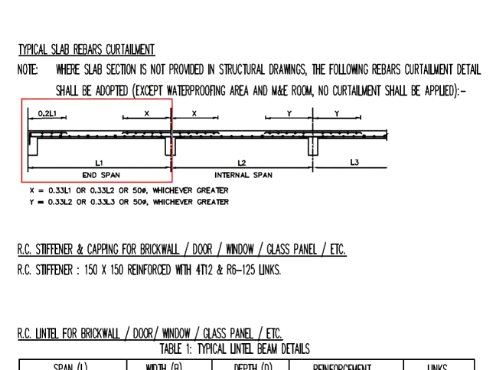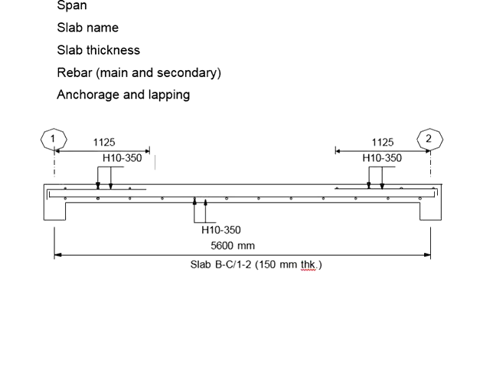You may refer to the end span here, where the length here will be about 20% of this span. In another word, you may take this distance equals to 20% of this 5.6 meter. Based on the calculations, 20% of this 5.6 meter is equal to 1,120. Remember that when we provide detailing, if possible, we provide in the intervals of 25 mm.